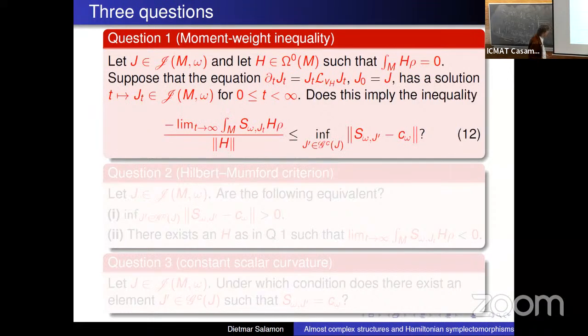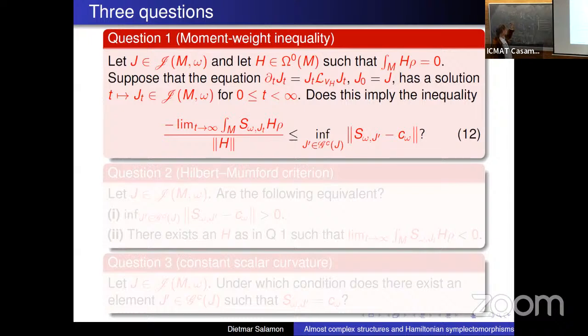So that would be this question. If we take an arbitrary almost complex structure and any Hamiltonian function of mean value 0, then let us assume that the equation, which is essentially the equation written over there, equation 6, but with f equal to 0 and with g independent of t, so g_t always equal to h, has a solution for all time. That would then correspond to a geodesic ray in the space of Kähler potentials.